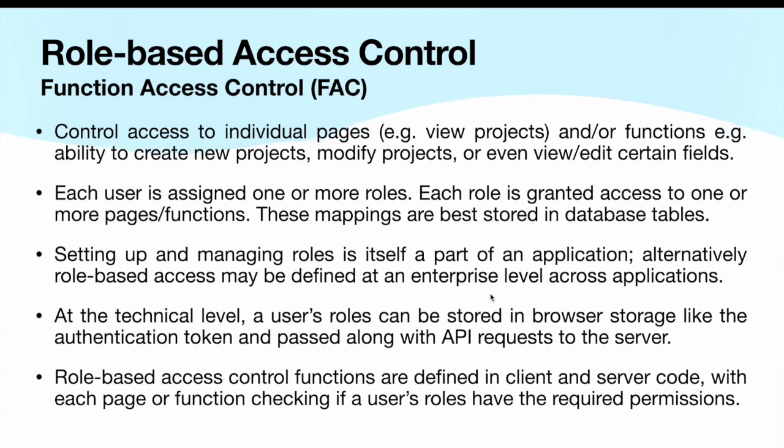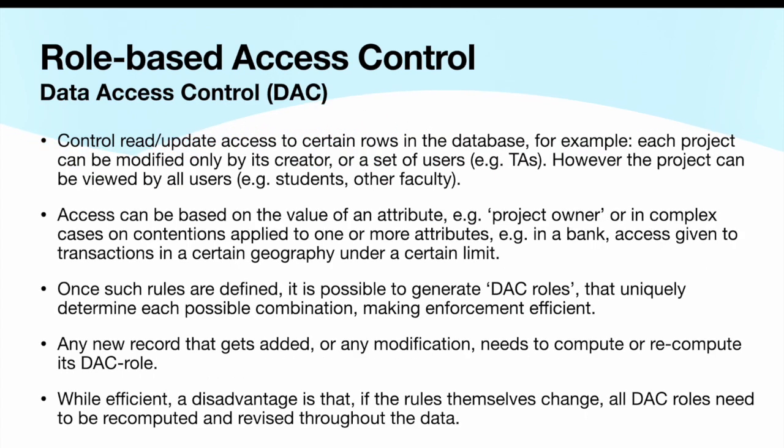Then we have data access control, or DAC. This is crucial. While function access control is about what you can do, DAC is about which specific data you can read, update, or delete. Think about a project modifiable only by its creator, but viewable by all students. So function access control is about the action, and DAC is about the data itself. That distinction is really important.